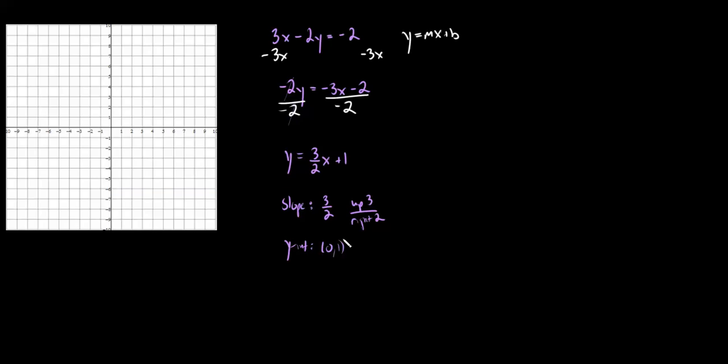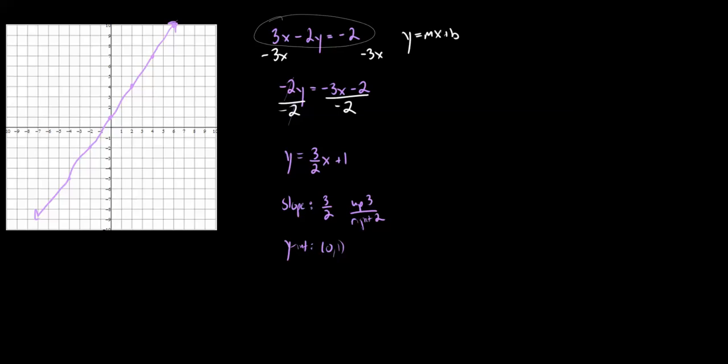Okay, so I can plot my y-intercept 0, 1, and I can use my slope: up 3 right 2, up 3 right 2, up 3 right 2, and I can go backwards as well, down 3 left 2, down 3 left 2, and I'm just going to stop there, and connect this and make a nice line, a somewhat nice line. Not that great of a line, but whatever. This is a rough sketch of our line. Okay, so this is the graph of 3x minus 2y is equal to -2.